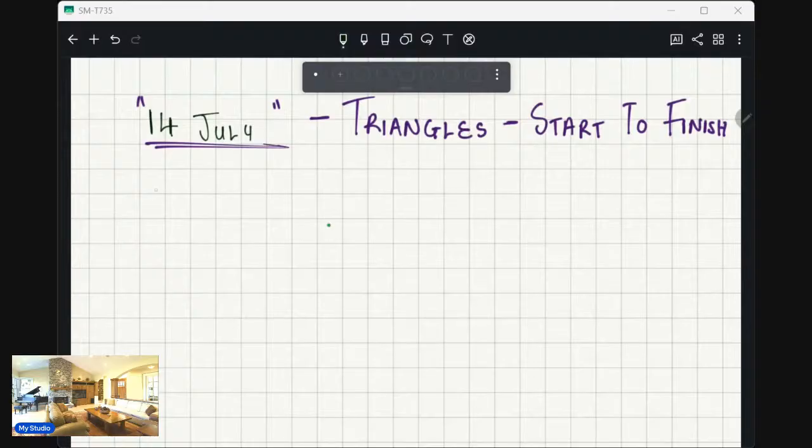So when you do triangles, listen closely. A triangle is a very easy shape. It is a shape that has three sides. The word tri means three. So when we say you are doing a triangle in maths, you are doing a shape with three sides.